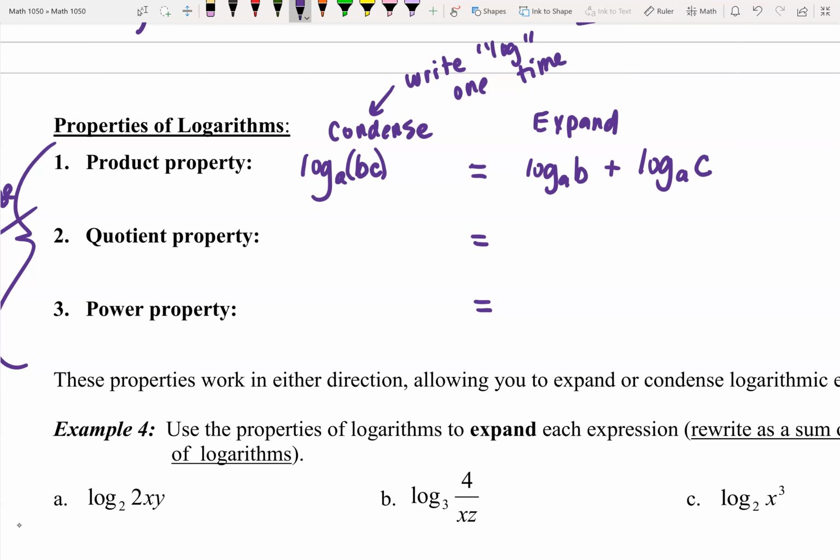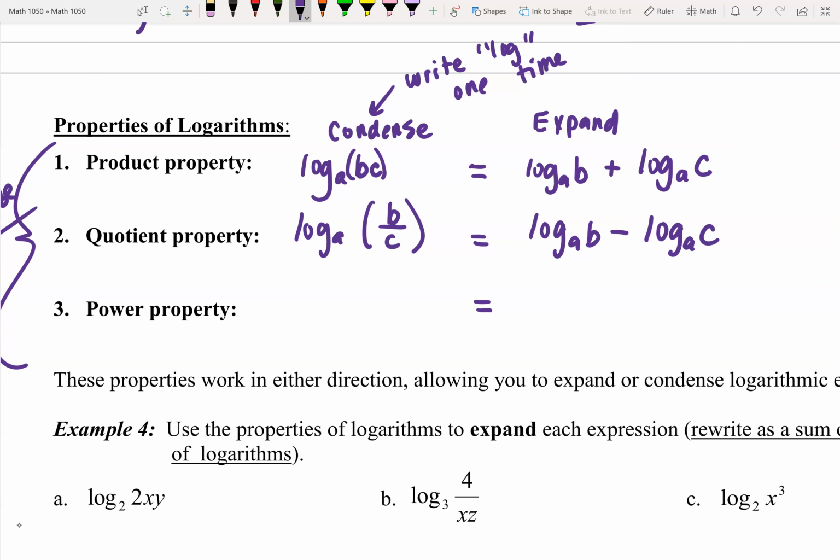Quotient. What does quotient have to do with: add, subtract, multiply, divide? Divide. So it's going to be log base A of B over C. Guys, do you see how I've only written the word log 1 time on the left side? That's what it has to be like. So if they're divided, what do I do when I expand them? Do you remember? You subtract. So it's going to be log base A of B minus log base A of C.